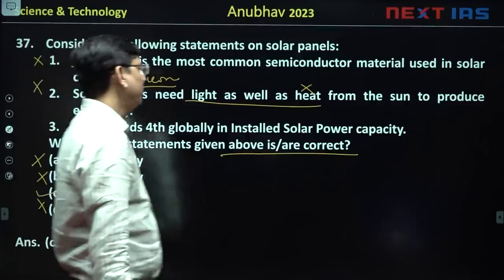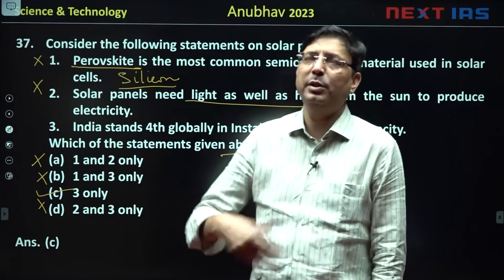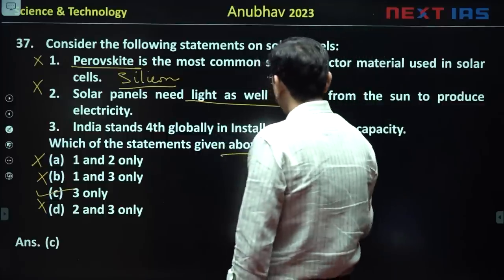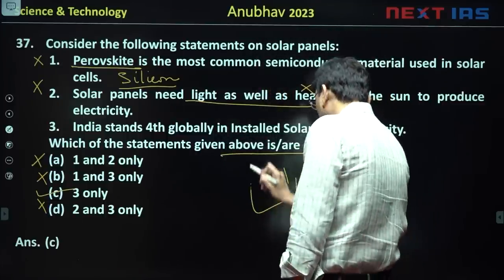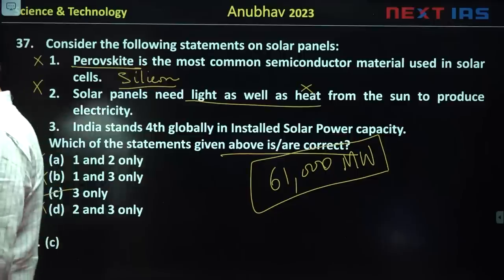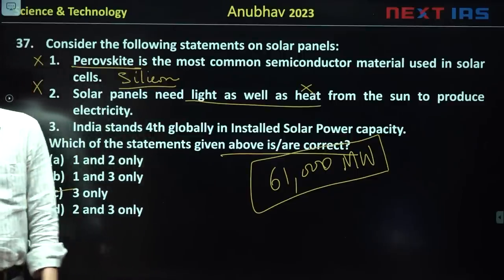India stands fourth globally in installed solar power capacity. By the end of December 2022, we were producing 61,000 megawatt of solar power. So the answer is going to be 3 only for this particular question, a bit of a factual question.